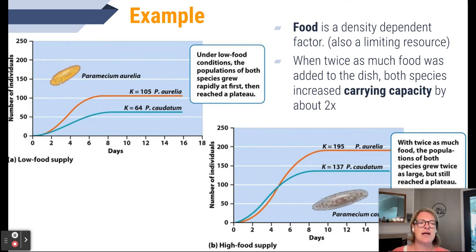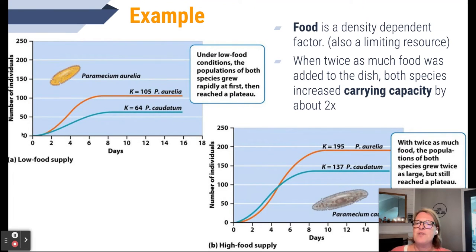Okay, so here's another example. And this is good because, again, there's a graph. AP likes to show lots of graphs, data, images, that sort of thing that you need to interpret. So food is a density dependent factor. It's a limiting resource. So when there's twice as much food added to the dish, both species of this single-celled protist, this paramecium, actually increased by two times.